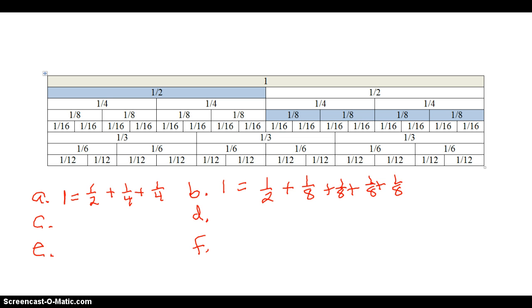Okay, I'm going to assume that students have completed that activity, so now I'm going to go ahead and move on and talk about denominators.